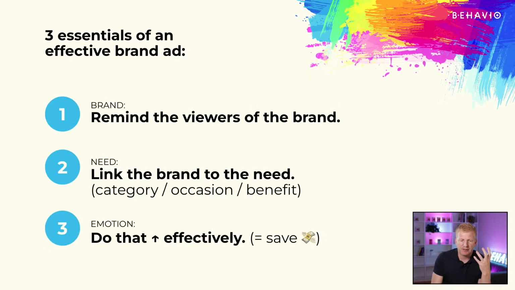So there are three essentials of an effective brand ad. First, you have to remind the viewers of the brand. Second, you need to link the brand to the selected need. We're going to be talking later about whether it's a category or the occasion or the benefit. And thirdly, you have to boost it and do that effectively and save money with strong emotion. But if you only have emotion and you don't have number 1 or 2, you're just multiplying by 0, and that doesn't bring you any money.